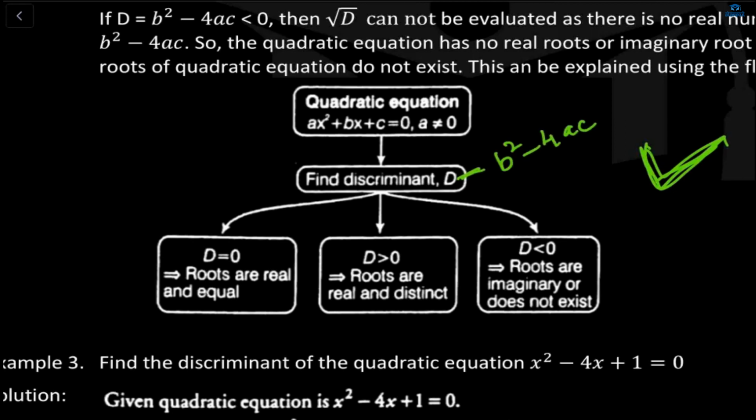Now, if D is equal to 0, then the roots are real and equal. Roots real honge aapke because you can find the roots. If D is greater than 0, then the roots are real and distinct. This time also you can find the roots. That means they are real, but they are distinct. Two different roots you are going to find.